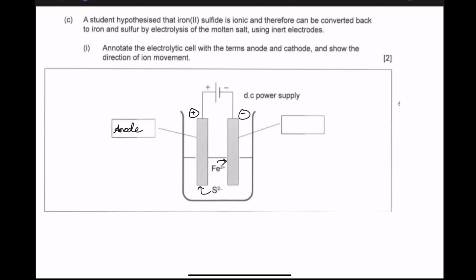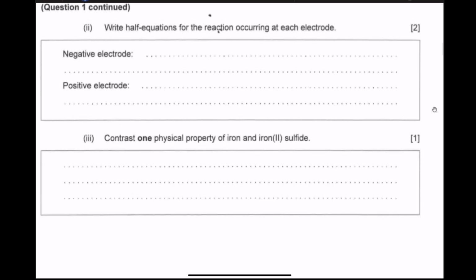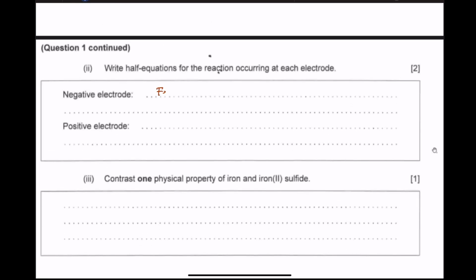because at anode there is oxidation. S2 minus will become S, minus 2 to 0 is oxidation. Cathode is reduction. Fe2 plus will become Fe. 2 plus to 0 is reduction. This is cathode. Write the half equations of reaction occurring at each electrode. So at the negative electrode, Fe is attracted towards the negative electrode. So we get Fe2 plus accepts 2 electrons to give you Fe solid.